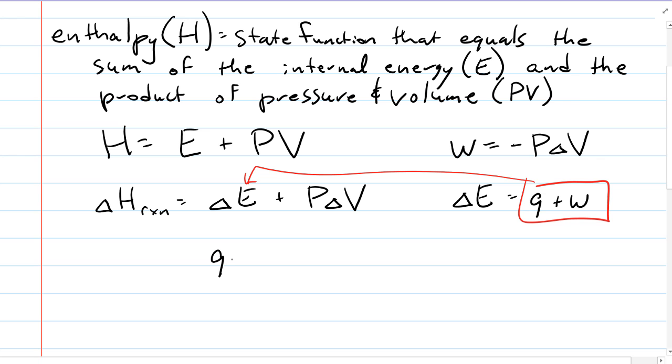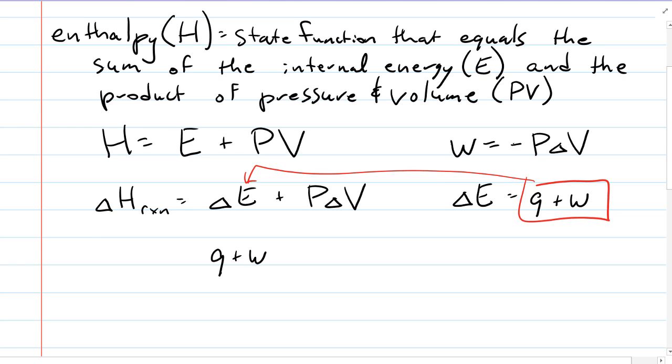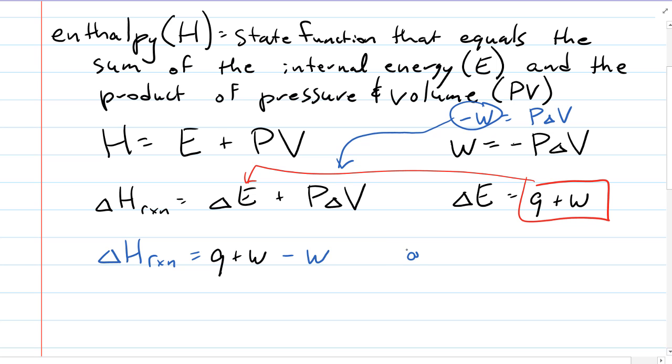So if we make this substitution, we could put in for delta E a Q plus W. And then over here, W is equal to negative P times delta V. In other words, if we manipulate this a bit, we could say that negative W is equal to P times delta V. We can then substitute in a negative W for P times delta V. So what we find is that the change in enthalpy for a reaction is equal to Q plus W minus W, and this will take place when we are at a constant pressure.